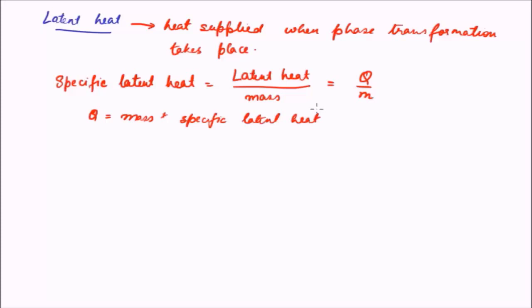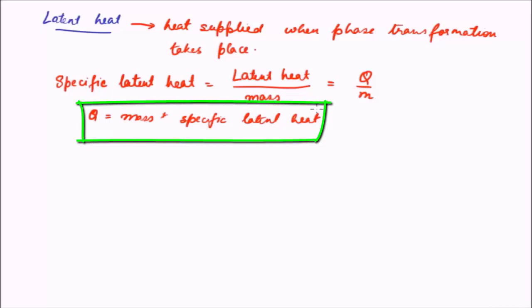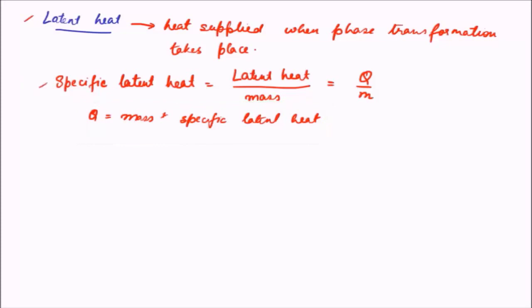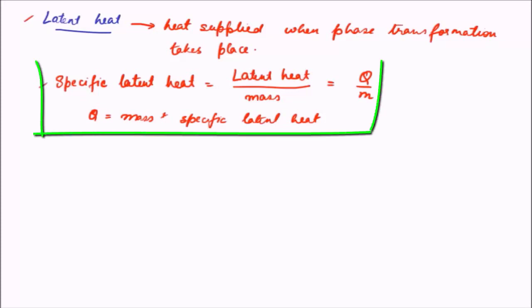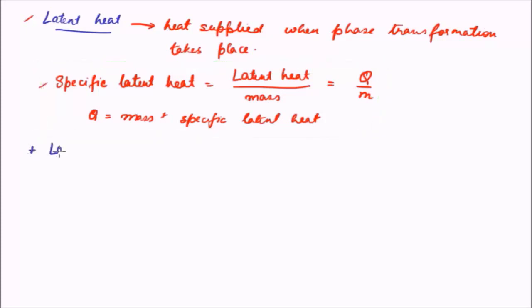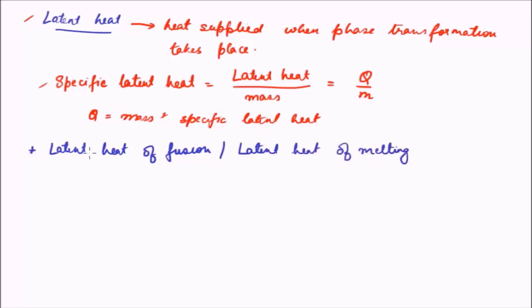Now let us see some special terms related to latent heat and specific latent heat. These are generic terms, latent heat, specific latent heat. But there are special terms provided for special phase changes. The first thing which you will see is latent heat of fusion, or latent heat of melting. So what does this mean?